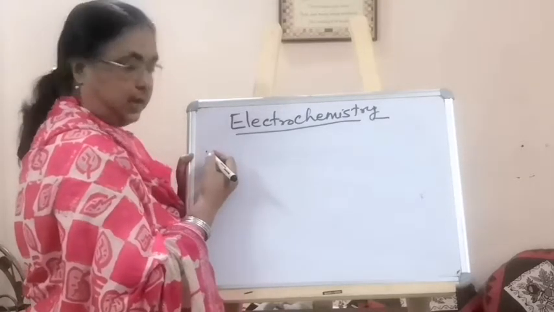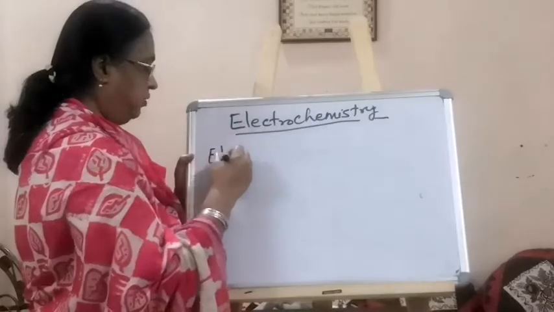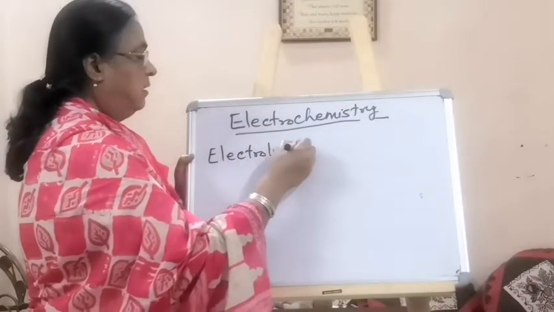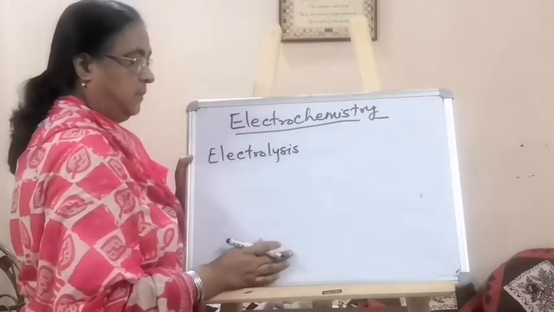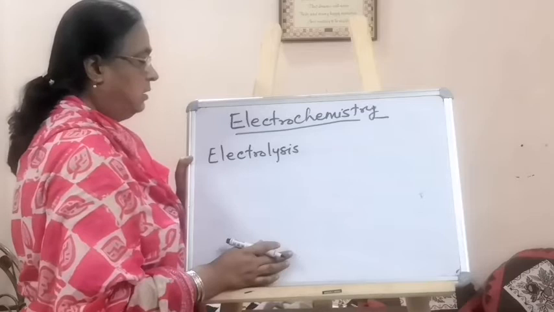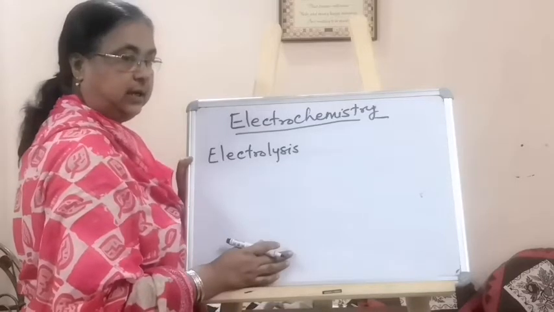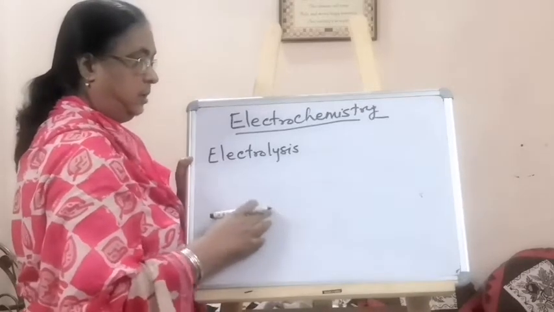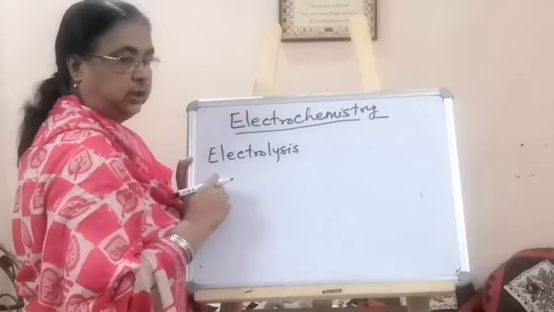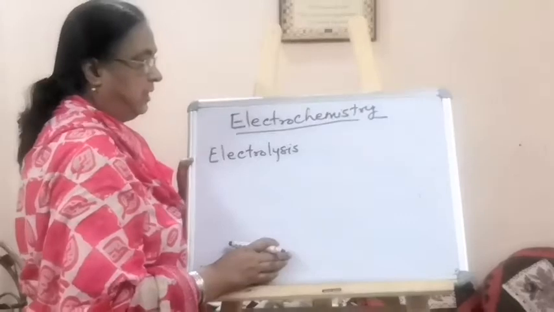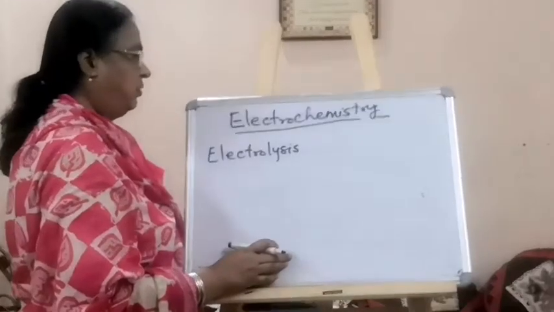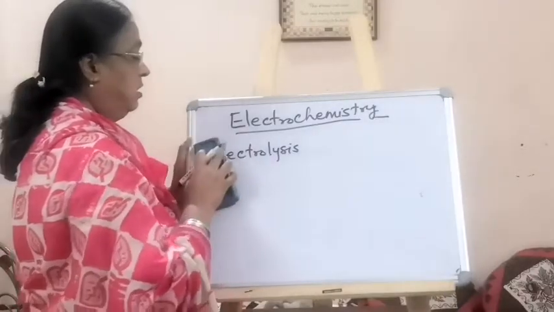In class 10th you have studied about electrolysis, and the phenomena of electrolysis you have studied, and this is done in a device. That device, you know, is the beaker with two electrodes, electrolyte and external circuit through the battery, that you have all studied. So that device is called an electrolytic cell.